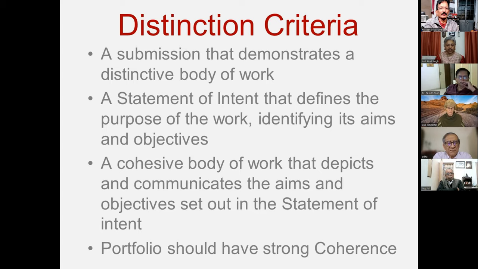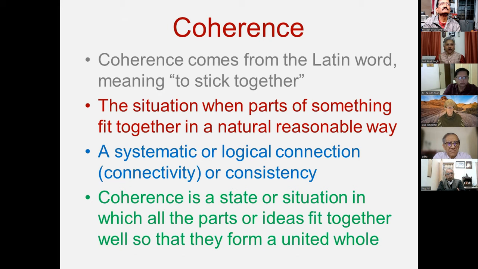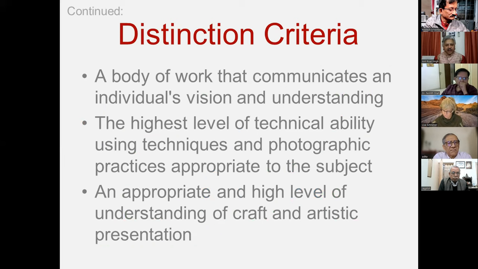Now, what is this coherence? Coherence comes from the Latin word meaning to stick together. The situation when parts of something fit together in a natural, reasonable way. A systematic or logical connection, connectivity or consistency, that is coherence. Coherence is a state or situation in which all the parts or ideas fit together so well that they form a united whole. This is coherence.